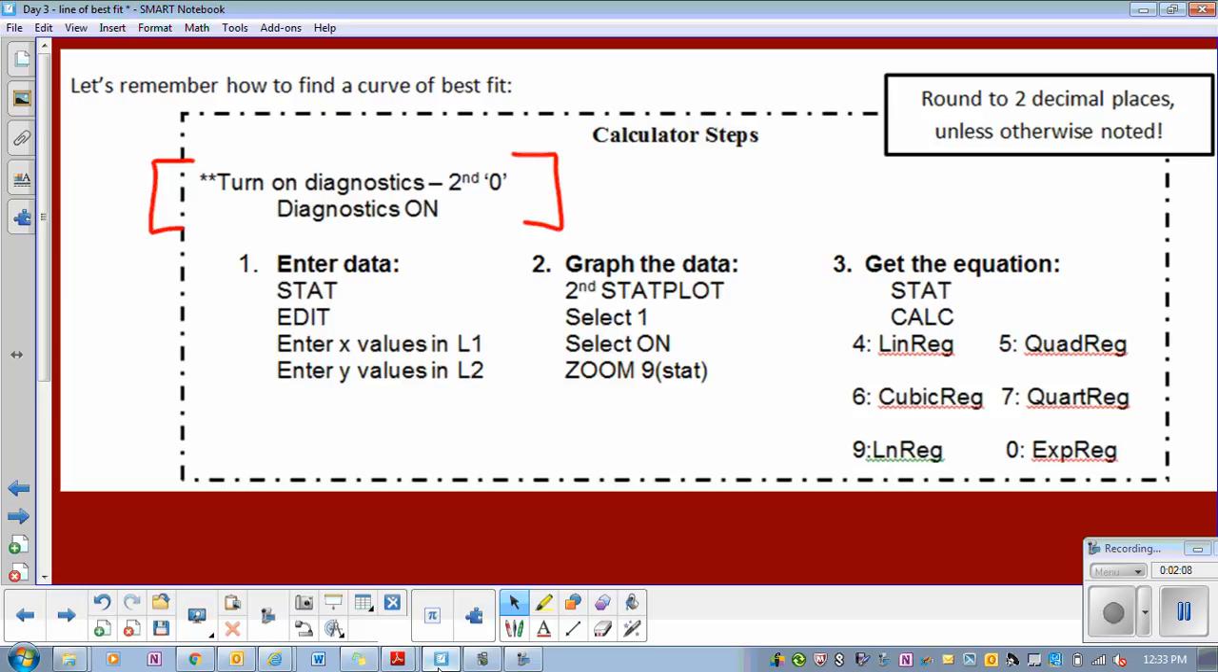So in order to actually get the equation, we go back in the stat and we go to calc. And then we have each of these something regs, okay? So we could have a lin reg, a cubic reg, ln reg, which is the log reg, quad reg, quart reg, and exponential reg. All right? So now that you know so many more functions, you have some different options to choose from.